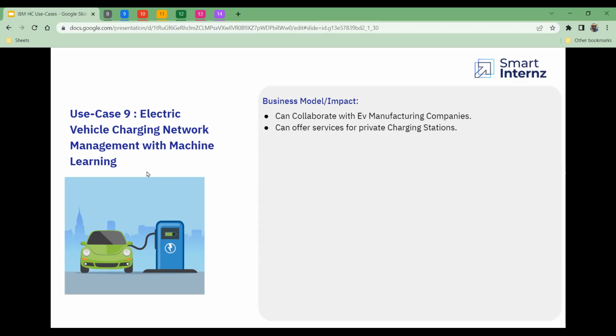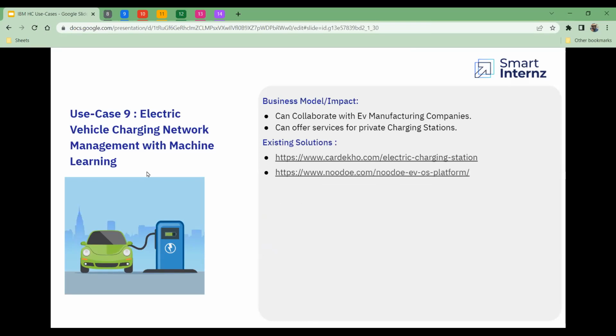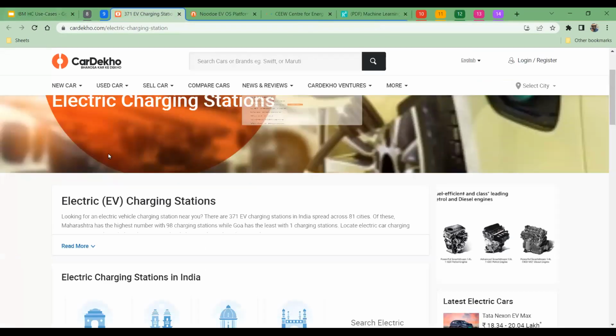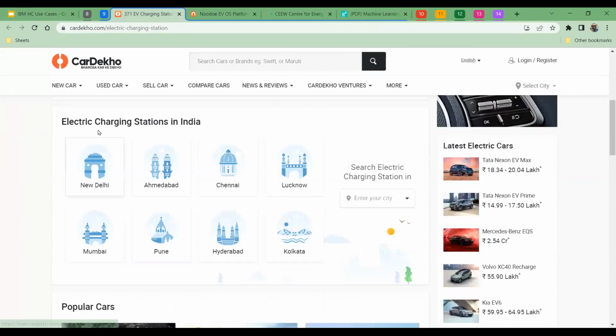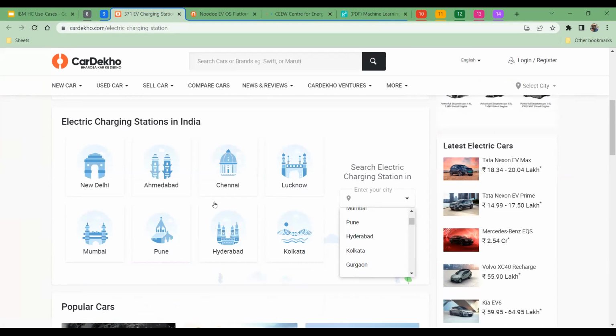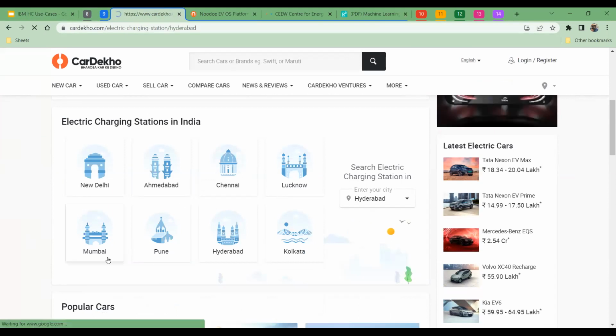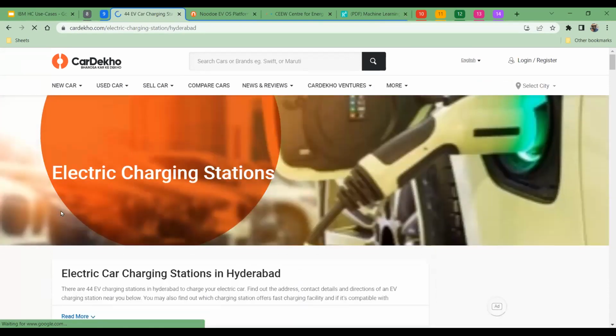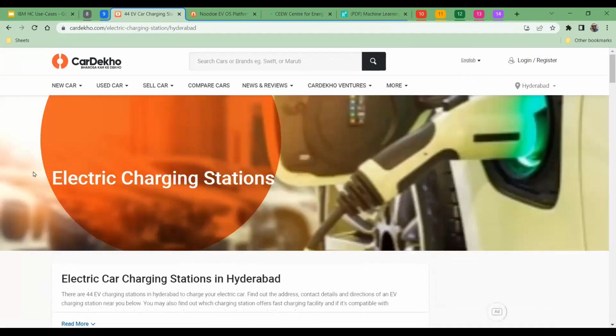Let's look into some existing solutions. The first one is cardego.com, and the second one is nudi.com. Let's have a look at what they are saying. This is cardego.com, where they have electric charging stations in India. If you give a city here, it will list all the electric charging stations present in your city, and you can go by manufacturer also.